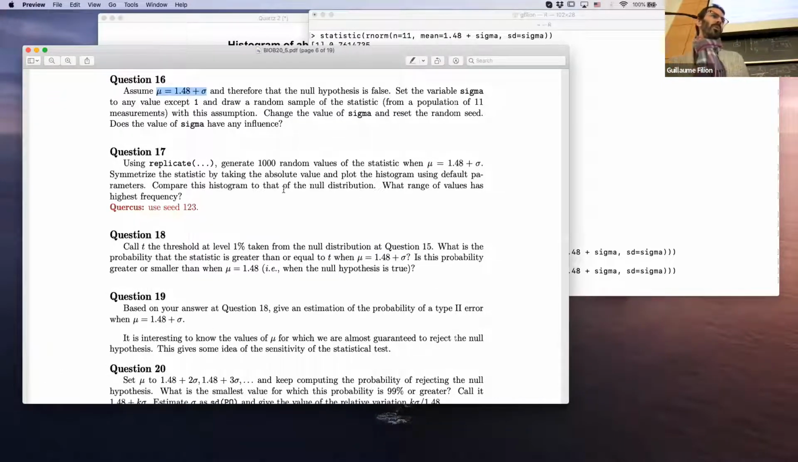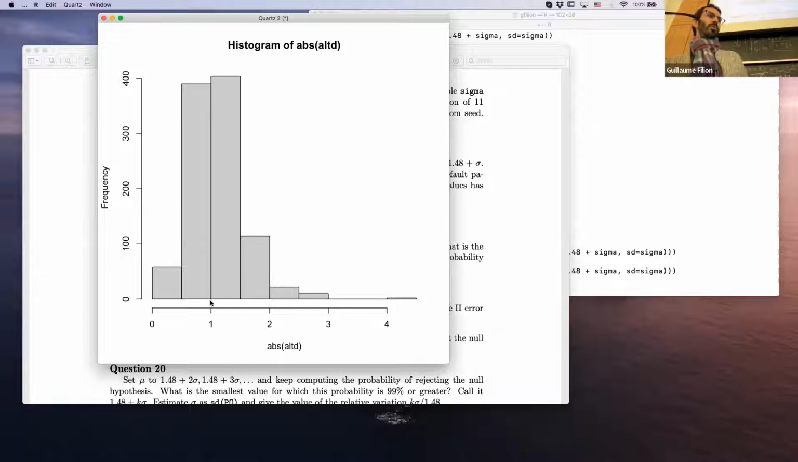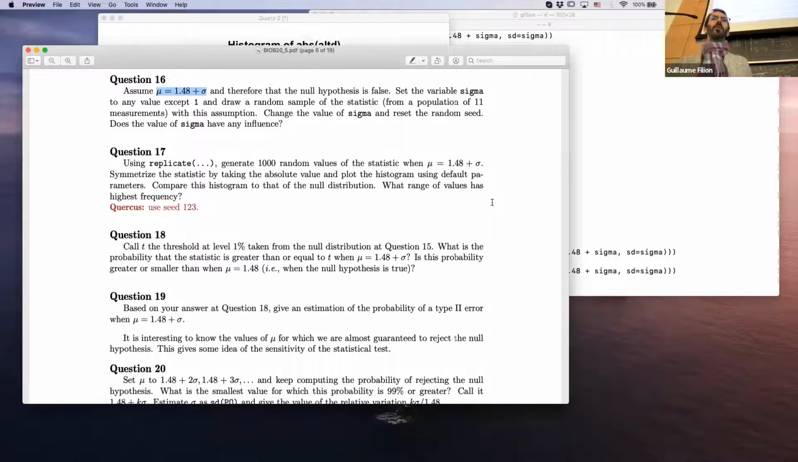Compare the histogram to that of the null distribution, so they're very different. What range of values has the highest frequency? So this time it's the values between 1 and 1.5. It's not the values around 0. And again, that's what I said. We violate the null hypothesis. Therefore, the distribution of the statistic is not going to be close to 0.